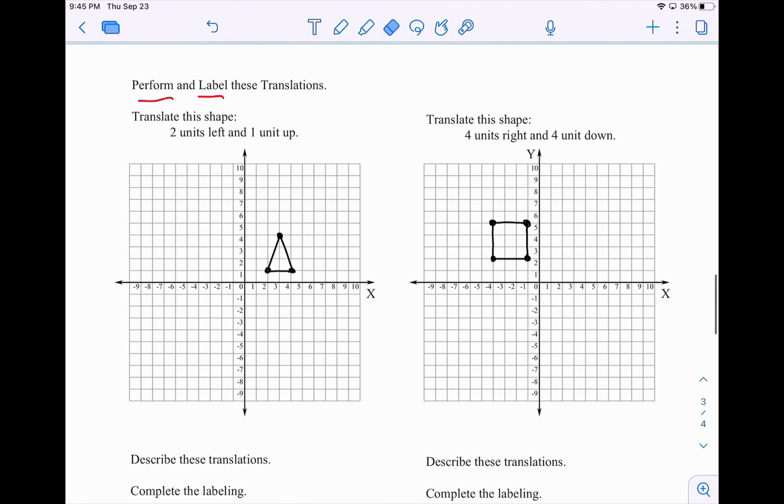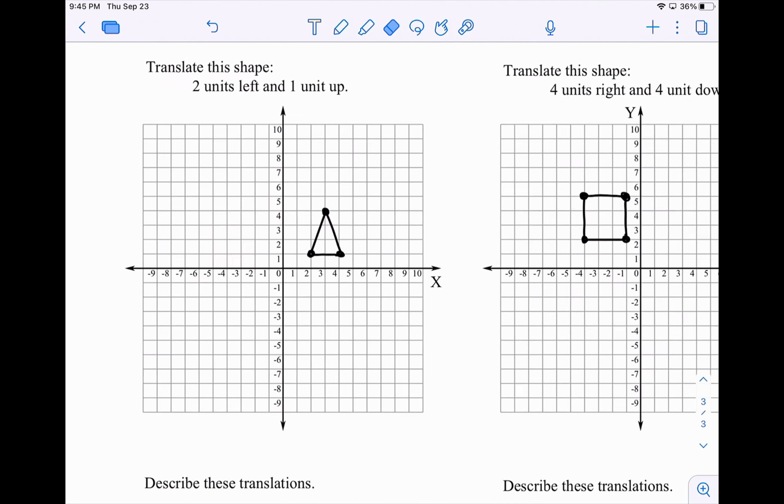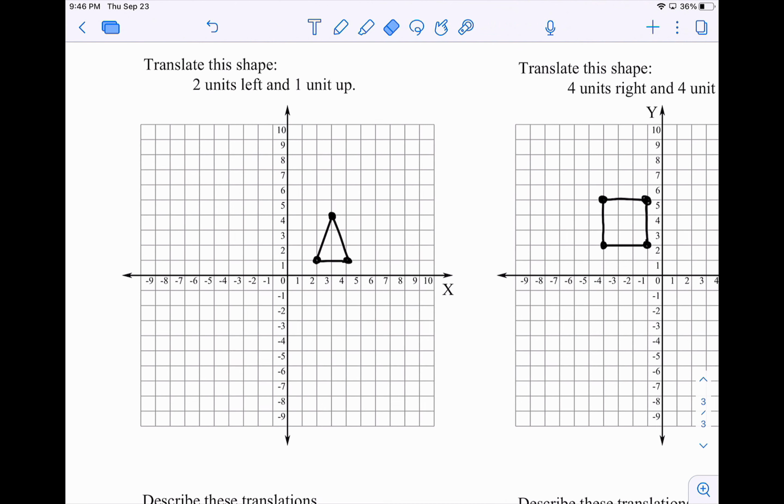Okay, so we want to perform and label these translations. Translate this shape 2 units left, 1 unit up. Now it's important to remember that when we have a shape, every point has to translate the exact same amount, or else we distort or change the shape. We have to keep the shapes the same.